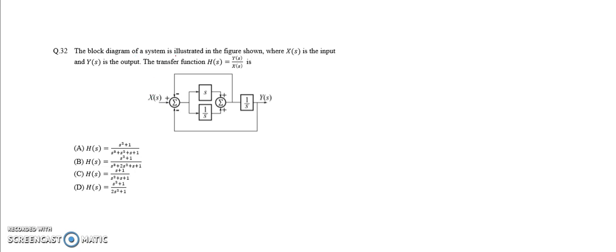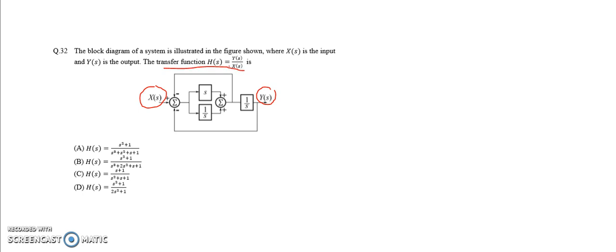So here the block diagram of a system is illustrated in the figure shown, where X(s) is the input and Y(s) is the output. We are asked to find the transfer function H(s) = Y(s)/X(s).